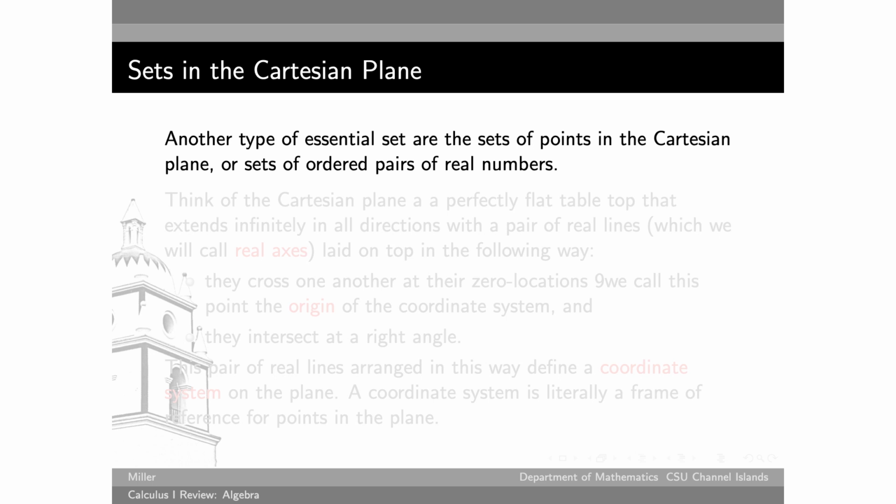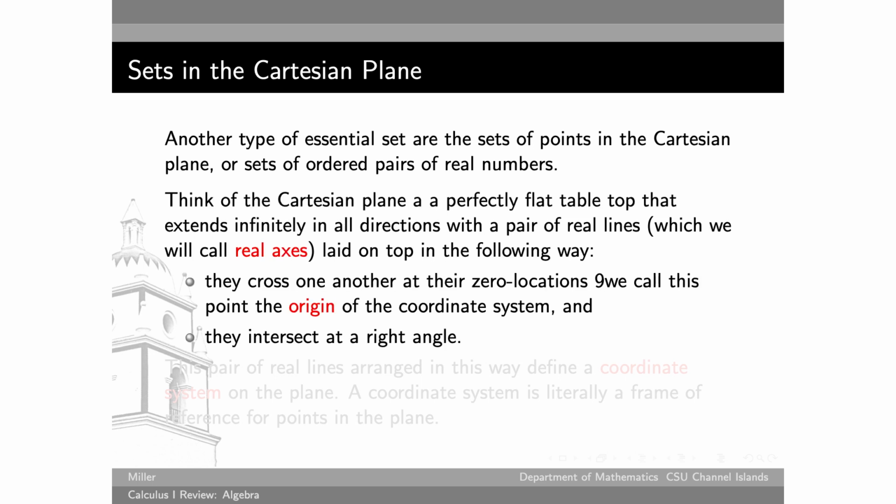Sets in the Cartesian plane. Another type of essential set are the sets of points in the Cartesian plane, or sets of ordered pairs of real numbers. Think of the Cartesian plane as a perfectly flat tabletop that extends infinitely in all directions, with a pair of real lines, which we will call real axes, laid on top in the following way.